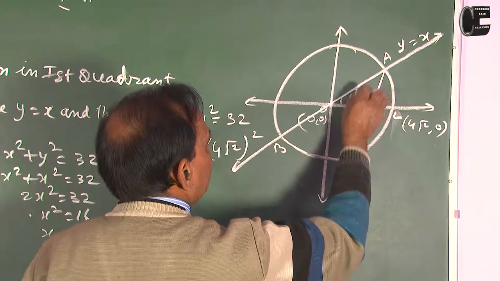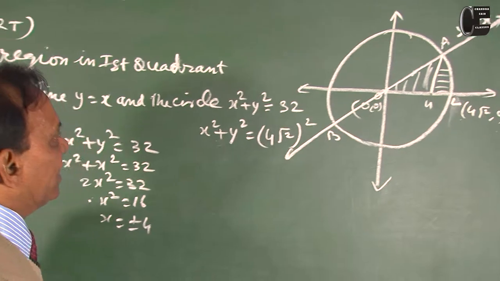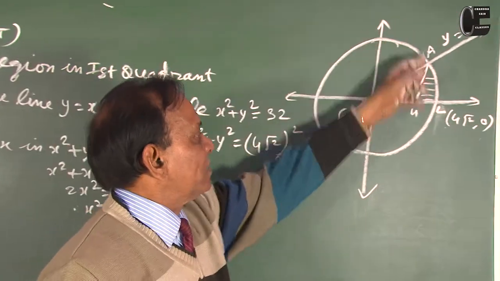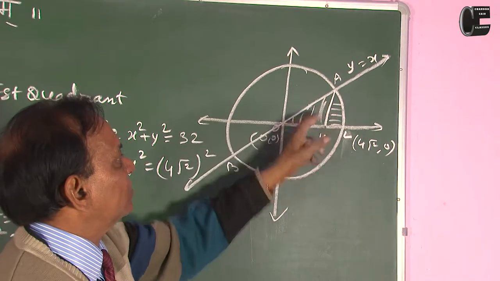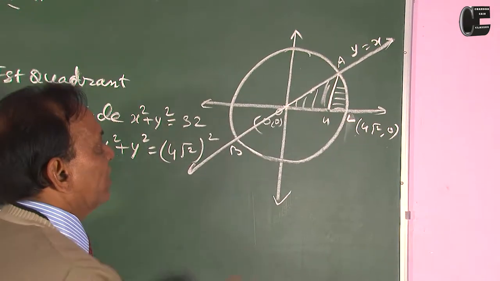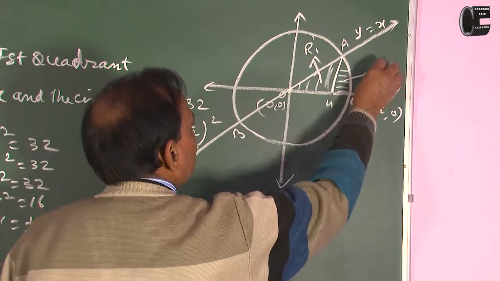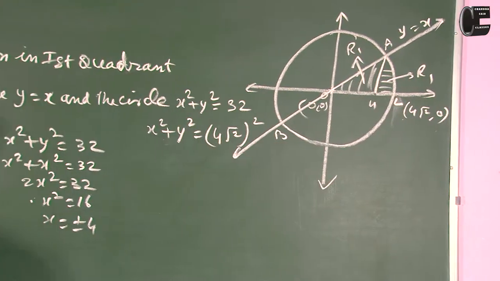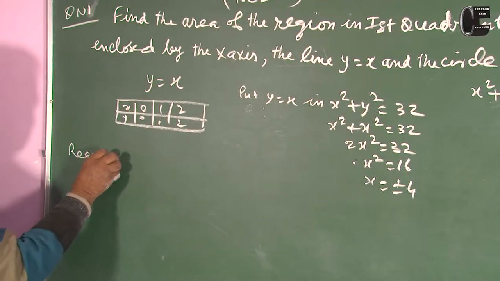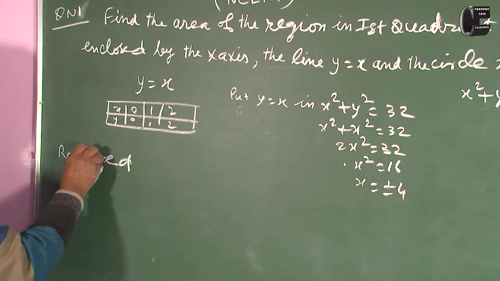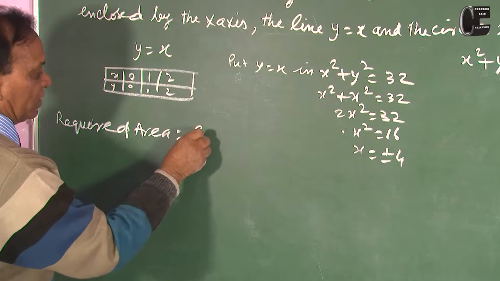Therefore, this area plus this area. We have to find the area enclosed by this circle, this line and the x-axis. There are two areas. This is R1 and this is R2. We can say like this. Therefore, the required area will be equal to R1 plus R2.